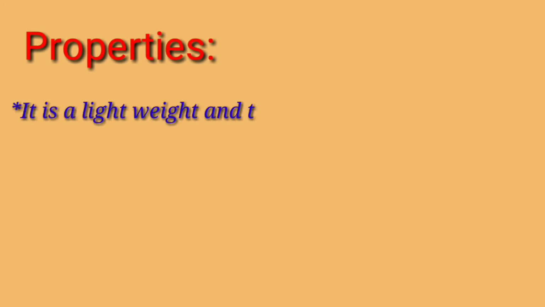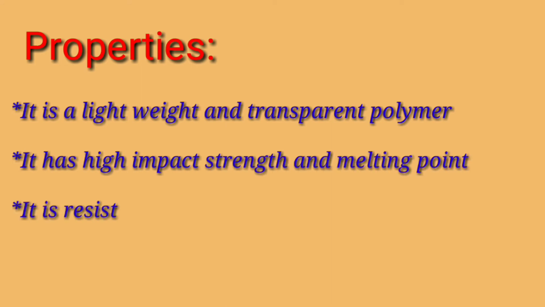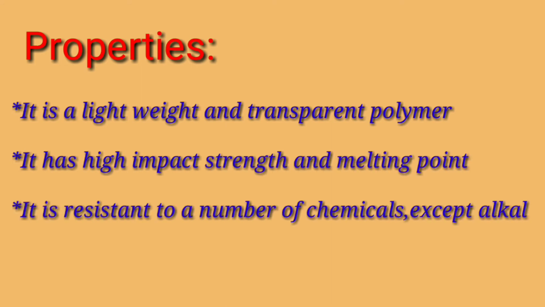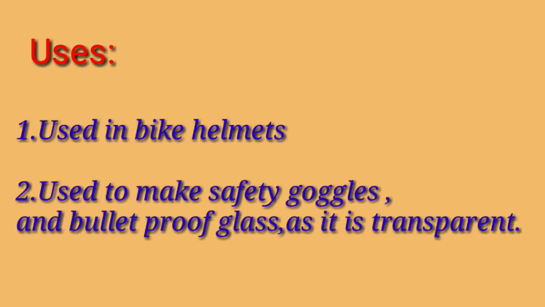Next is properties. It is a lightweight and transparent polymer. It has high impact strength and melting point. It is resistant to a number of chemicals except alkali. Its uses are as follows. First one, it is used in bike helmets. Second, it is used to make safety goggles and bulletproof glass as it is transparent.